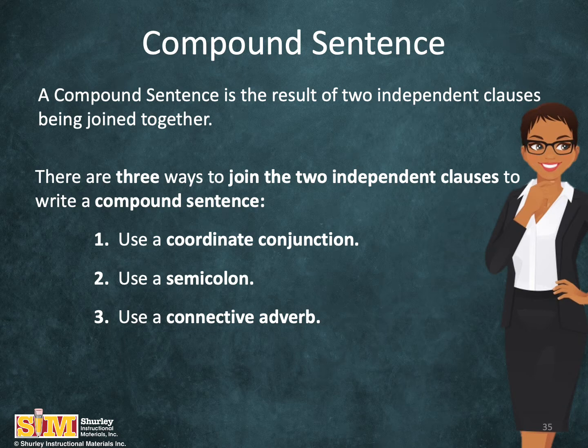Let's review it briefly. A compound sentence is the result of 2 independent clauses being joined together. They are shown the 3 ways to make compound sentences by joining 2 independent clauses. They can use a coordinate conjunction, use a semicolon, or use a connective adverb. Let's look at an example of each.